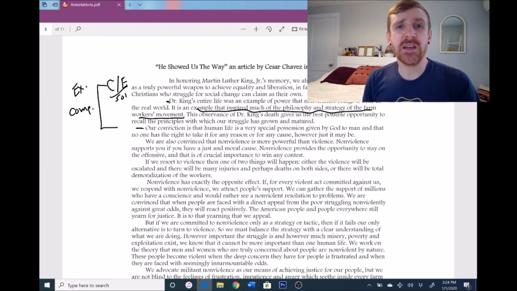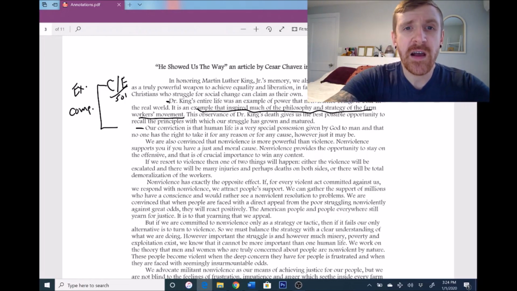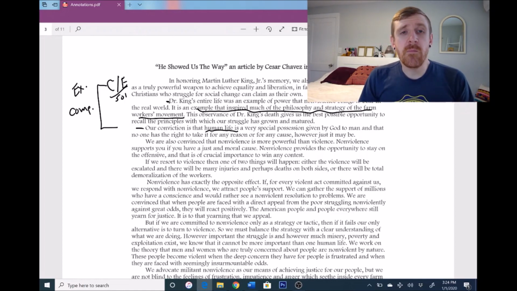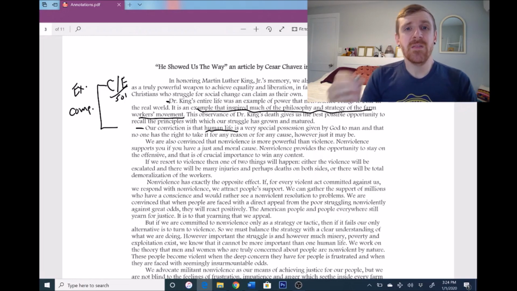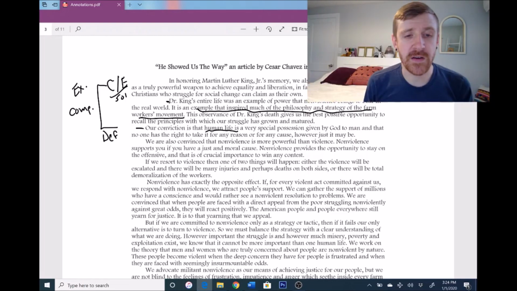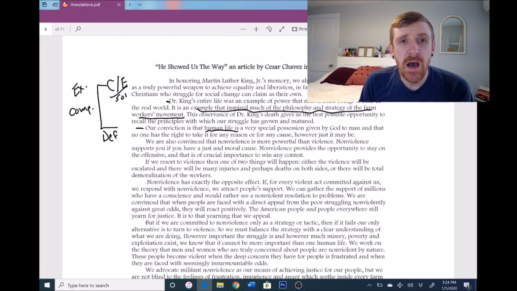Now, what's going to happen here is I'm going to highlight for the students that it says human life is, okay, a special possession given by God to man. And what happens is the kids are going to realize that he's defining the convictions of the movement. So they're going to write a little def here for definition, okay?